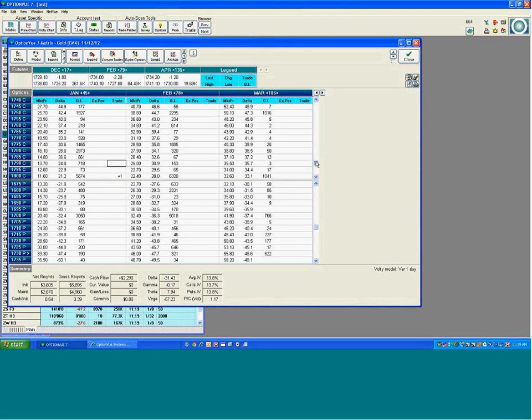Then I'm out to the month of March, and I'm going to do exactly the opposite. Where I'm below the 1800 call in March, I'm going to buy the 1730 call.